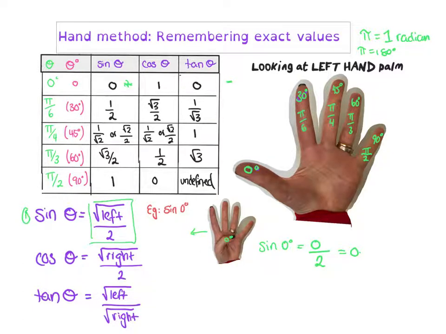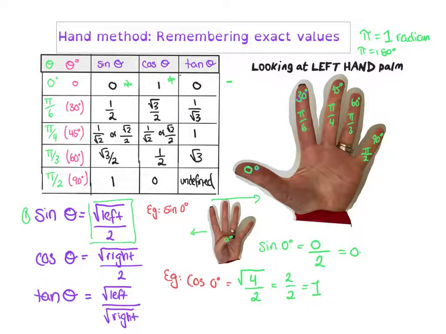So if we go to look at cosine, if we're doing cosine 0 degrees, I would still have the same finger turned in, but this time it's equal to the square root of the fingers to the right. Because I have 4 fingers to the right, it would be square root of 4 over 2. And if you do the square root of 4, that's equal to 2. So 2 over 2 equals 1. And if you look up in the exact values, that's what it is equal to.